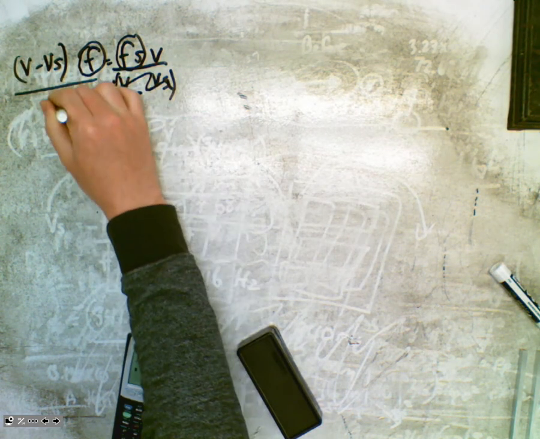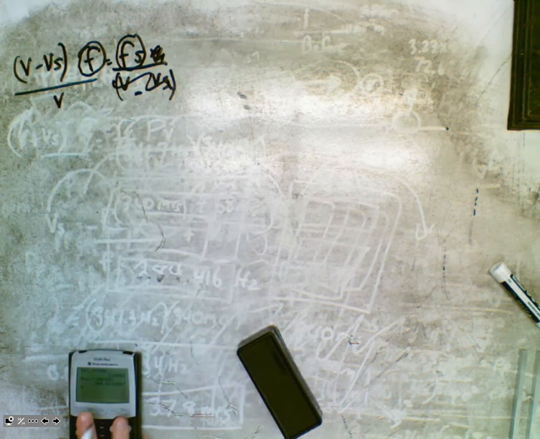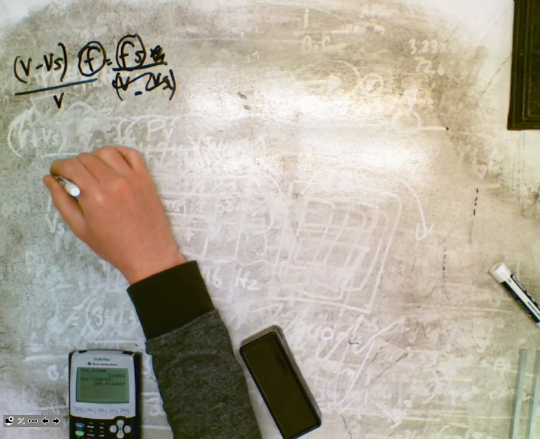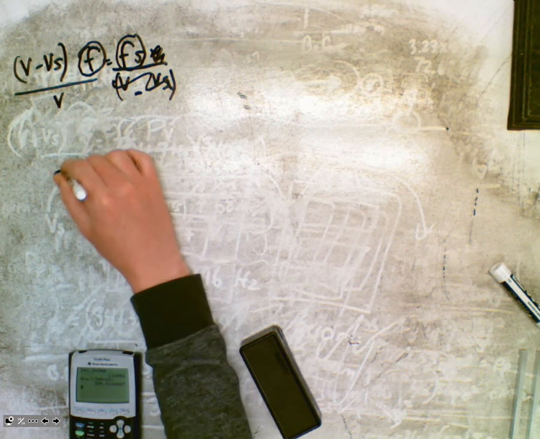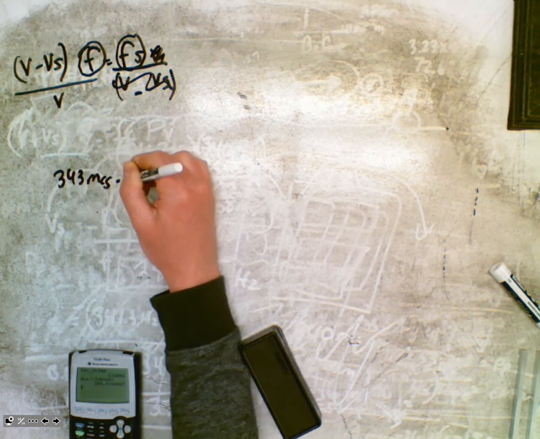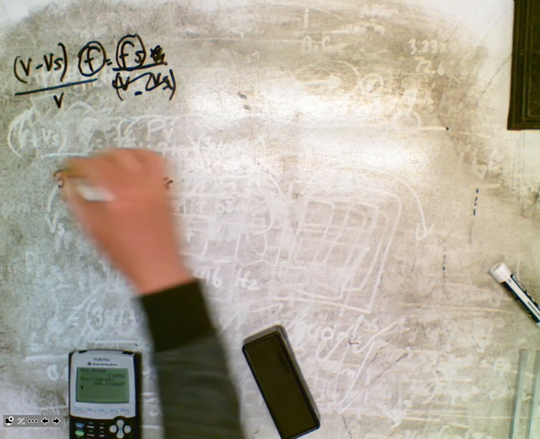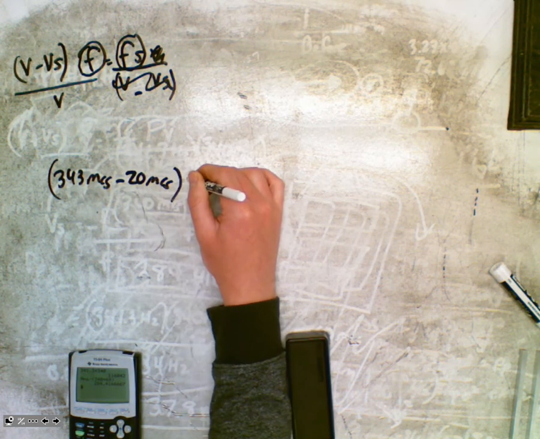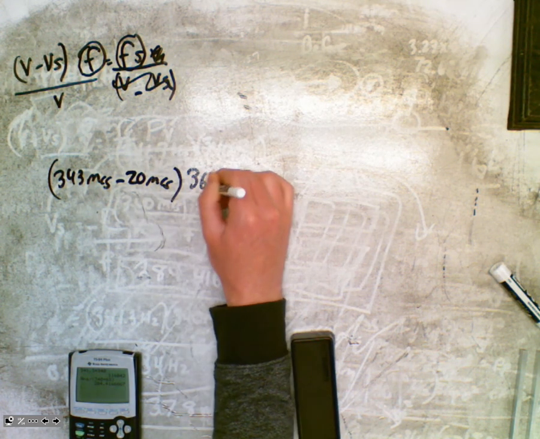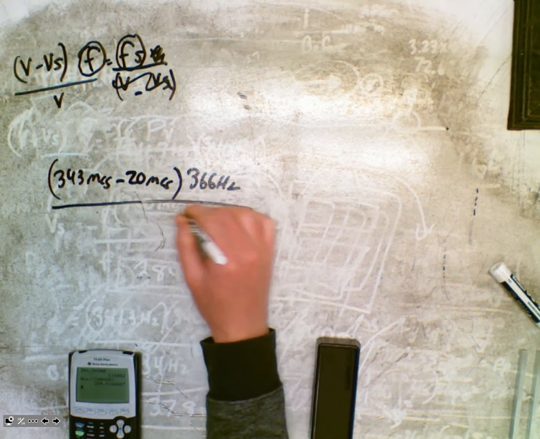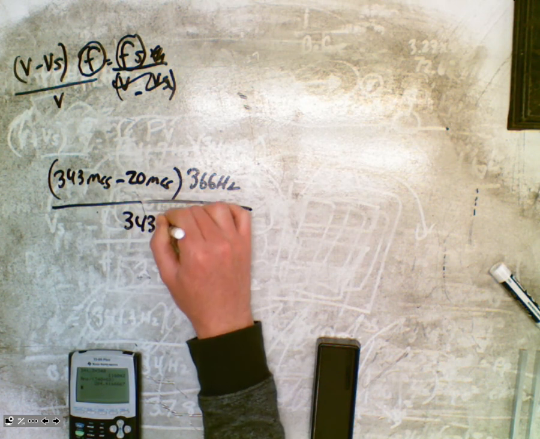And then we can move V down below. And that's what we would want. So V is the speed of sound, which is 343 meters per second in this question. The speed of the source is 20 meters per second. The frequency that we hear is 366 hertz. And then the speed of sound again is 343 meters per second.